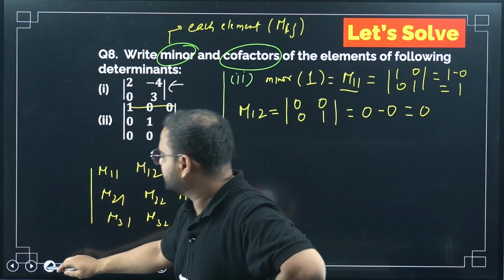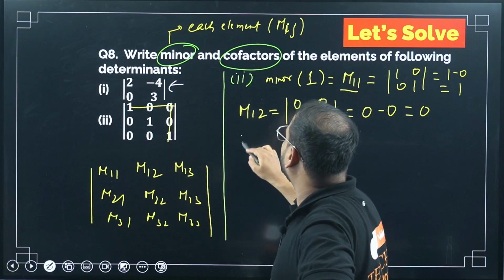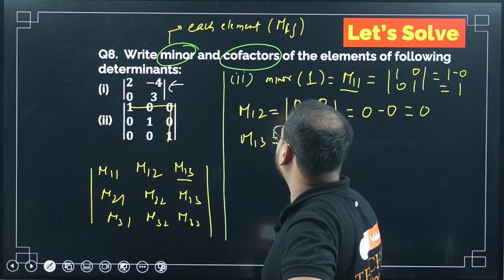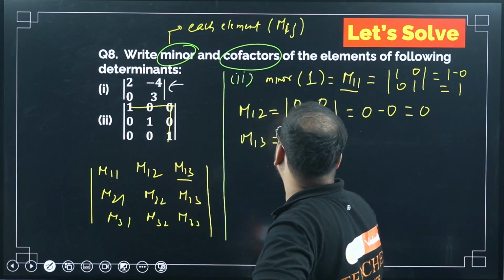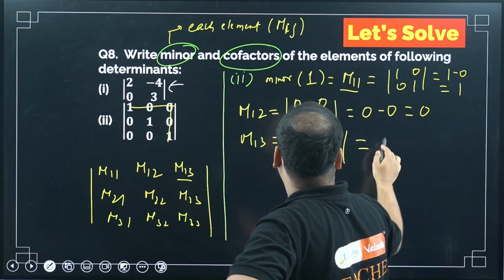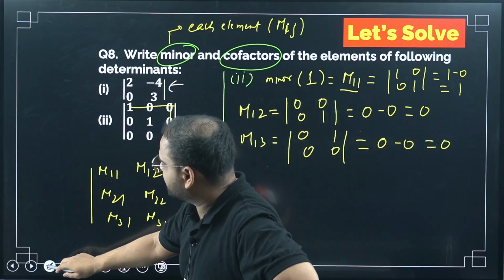Now I'll cancel the third column. For the third one, I'll write M13. And I get the matrix as 0, 1, 0, 1 and 0, 0. How much is that? Please check. Again 0 minus 0. The answer is 0 only. Please do the multiplications.